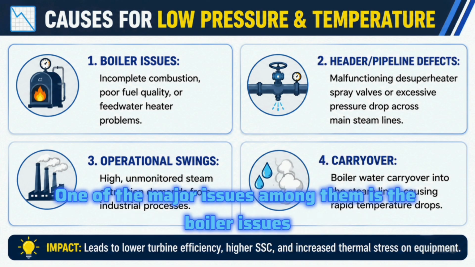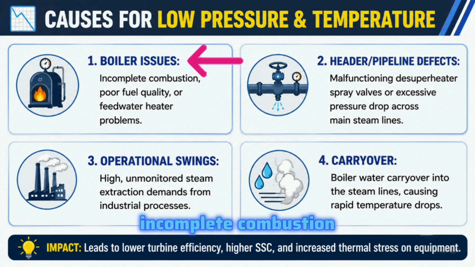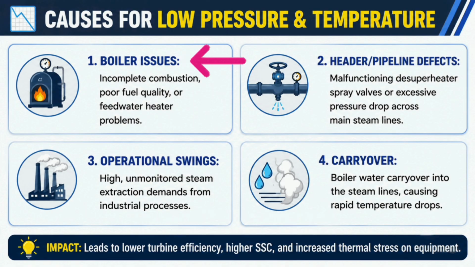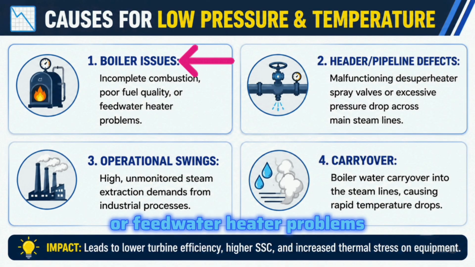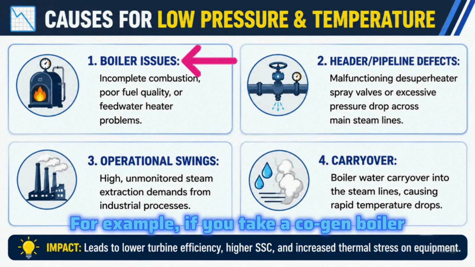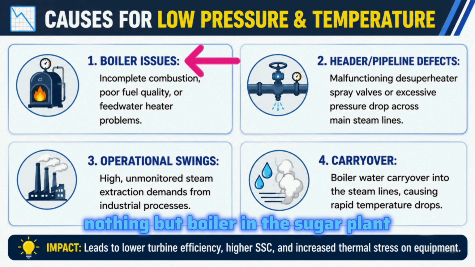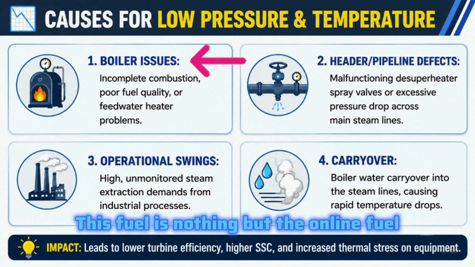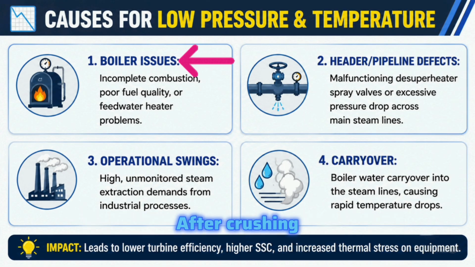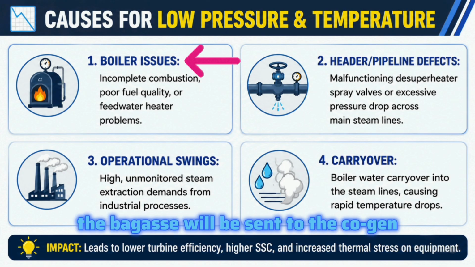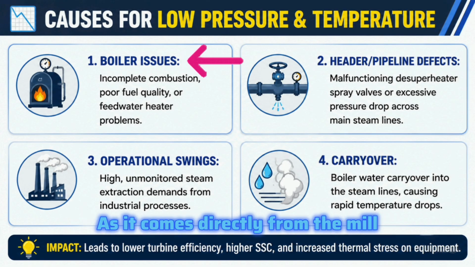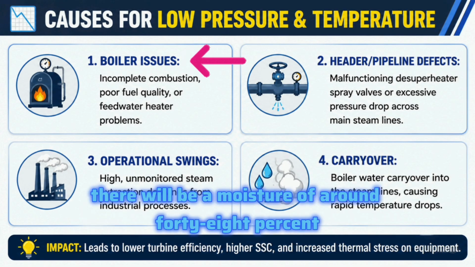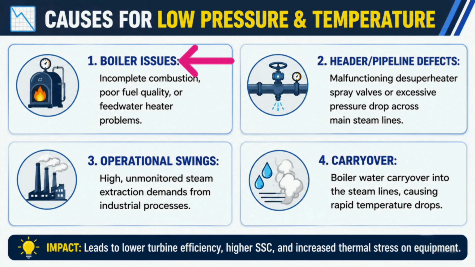One of the major issues among them is boiler issues: incomplete combustion, poor fuel quality, or feed water heater problems. For example, take a Cogen boiler, nothing but a boiler in a sugar plant. What happens? The fuel we get is from the mill. This is nothing but online fuel. After crushing and extraction of juice, the bagasse is sent to the Cogen. As it comes directly from the mill, there will be moisture of around 48%.